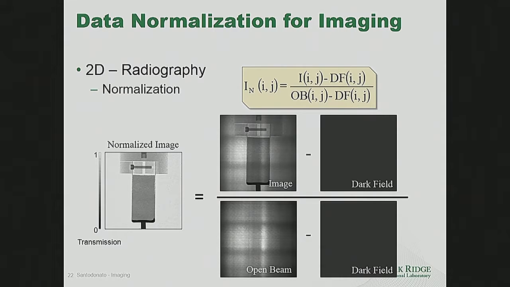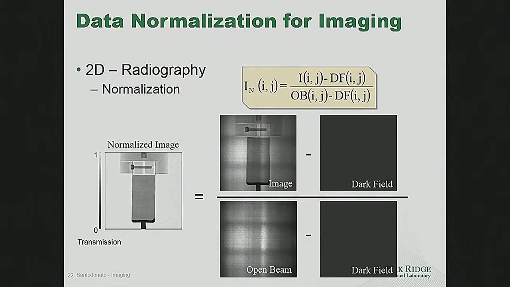That's not a killer for us, because what you do for a normalized image is take the raw image and subtract away the dark field, which is just your electronic background. So image minus dark field, divided by the open beam minus the dark field, and then you get a normalized image. In this particular image, there's a clamp holding an aluminum vessel that has a rock core. This experiment was to look at water propagation through a porous rock core. So there's the water coming up, and it appears black because it's so attenuating.